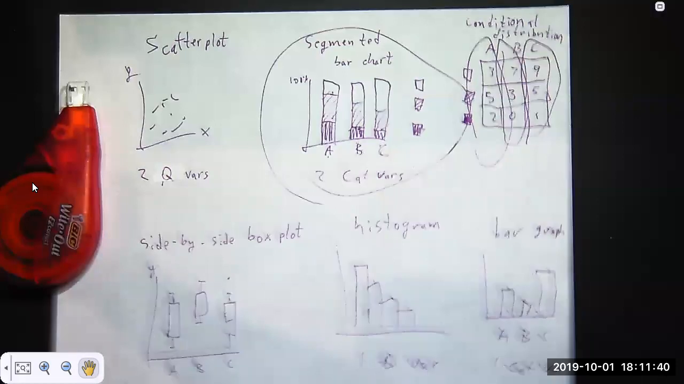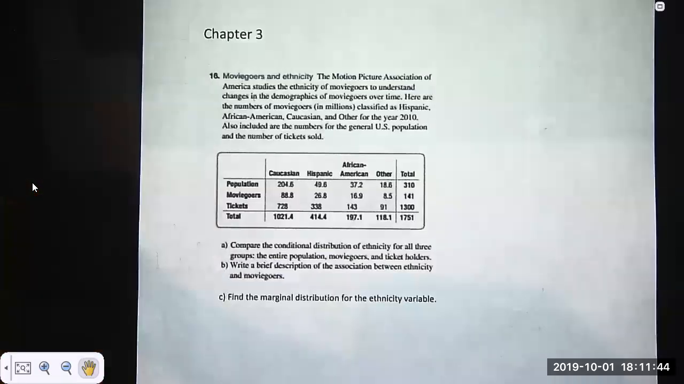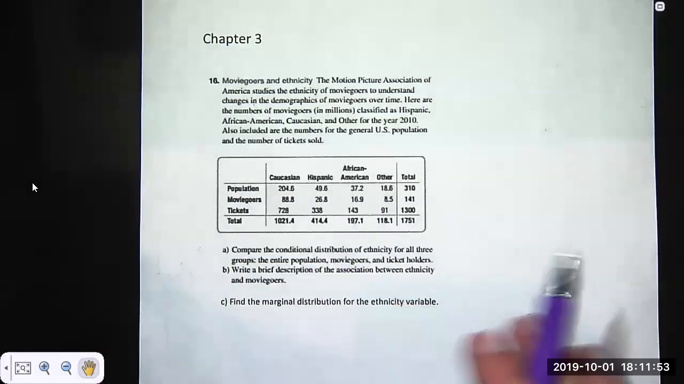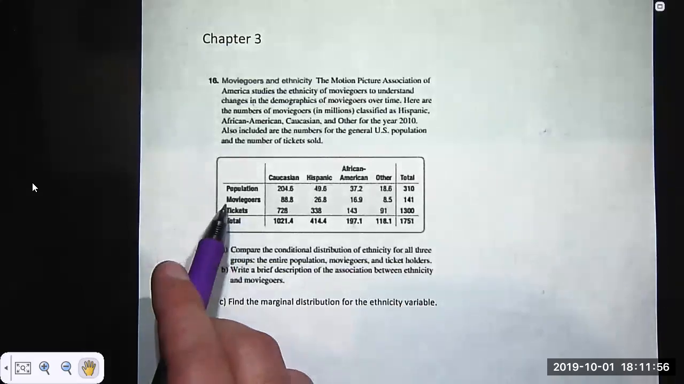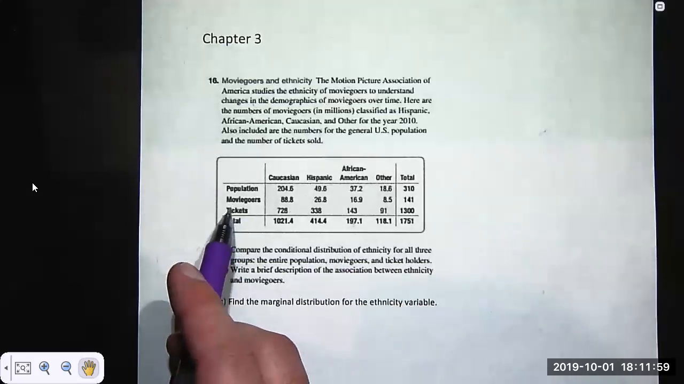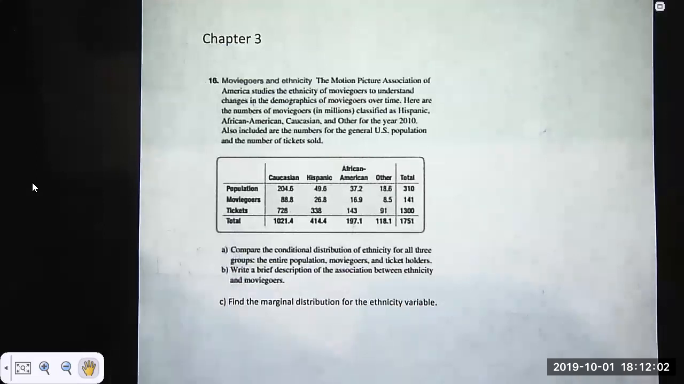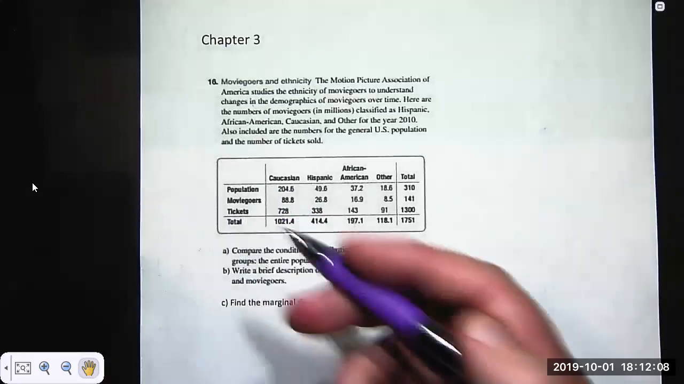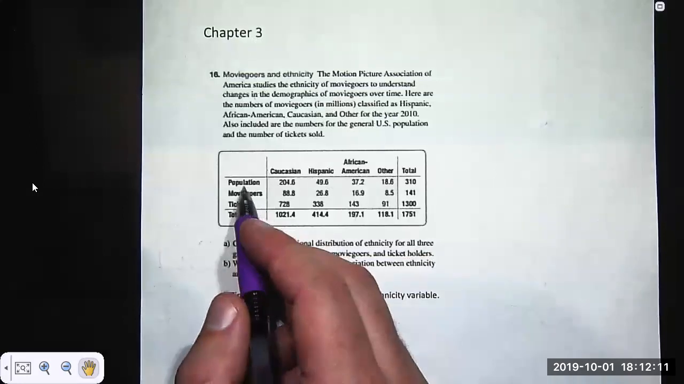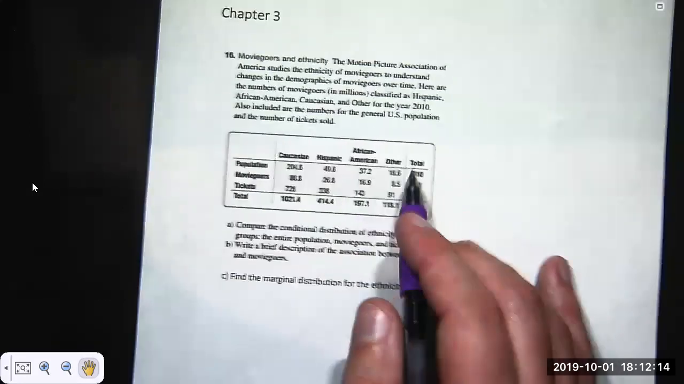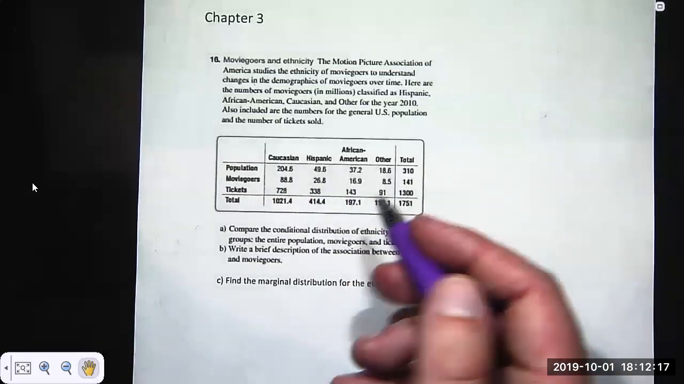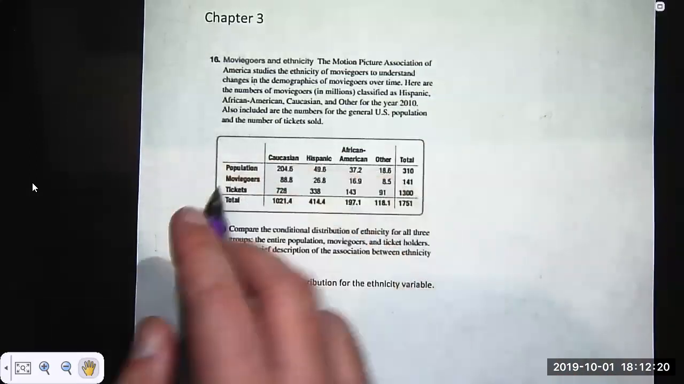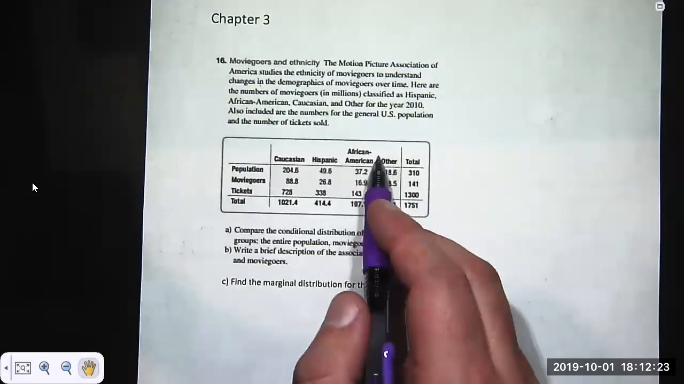All right. So we're in chapter 3, and we'll actually get some chance to work with these, because it looks like we've got 2 variables here. I guess this variable would be demographics, or things about movies, and then this variable would be the ethnicity. I would call this demographics over here, and this would be an ethnicity variable.